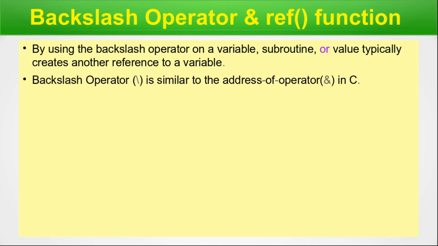The backslash operator is similar to the address-of operator, the ampersand, in C. If you have covered pointers in C, you know that whenever we use that operator, it gives a pointer. A similar thing we achieve here with the backslash operator. Just for an example, $scalar_ref on the left-hand side is our reference, equal to \$foo, which creates a reference to a scalar.